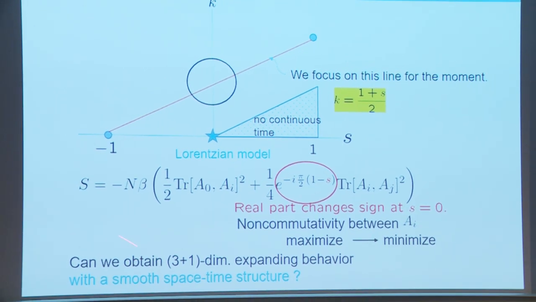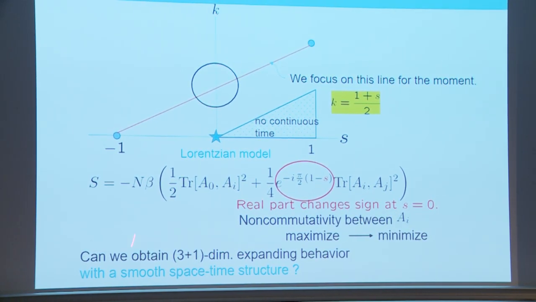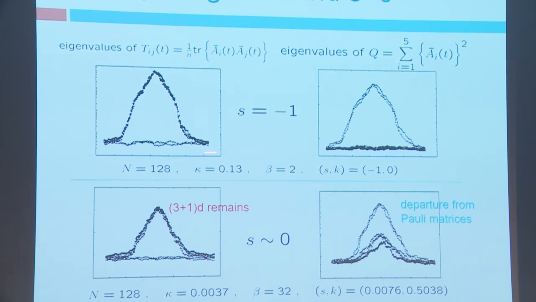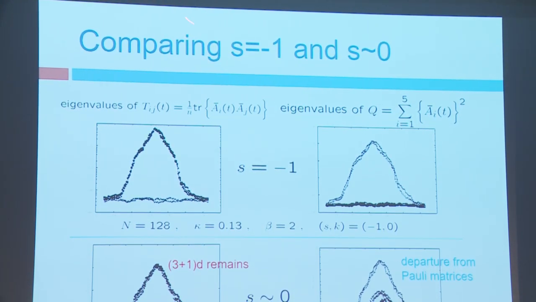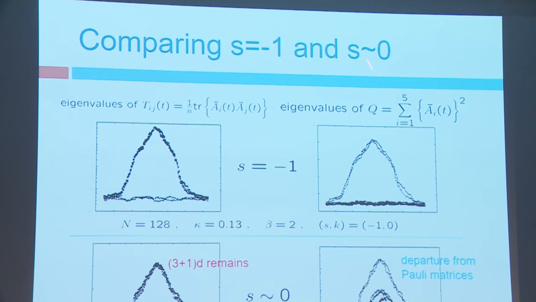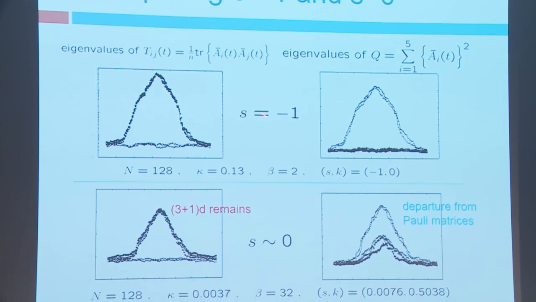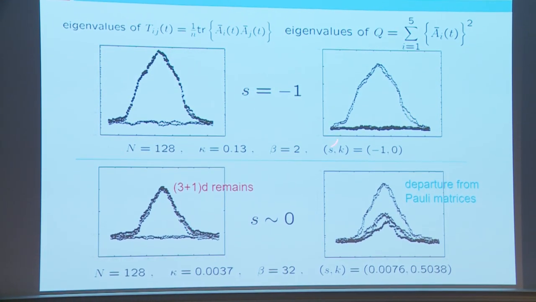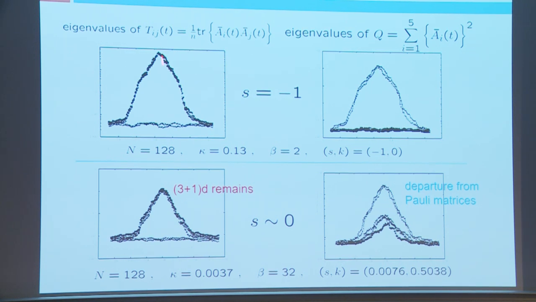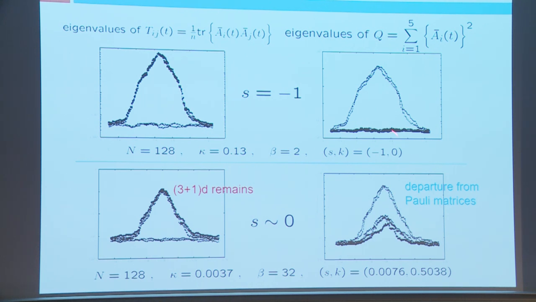So our question is, can we obtain 3 plus 1 dimensional expanding behavior with a smooth space-time structure? So now we examine around this point. Okay, so this is our result. We compare the S equal minus 1 case and the case in which S is around 0. We put the result at S equal minus 1 here again. We plot the 5 eigenvalues of this tensor against T like this, and we plot the eigenvalues of Q against T here. The commutator A bar I T, A bar J T.